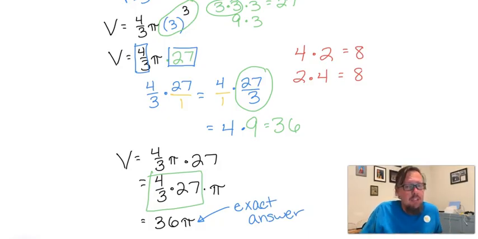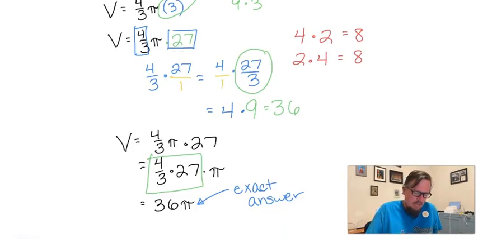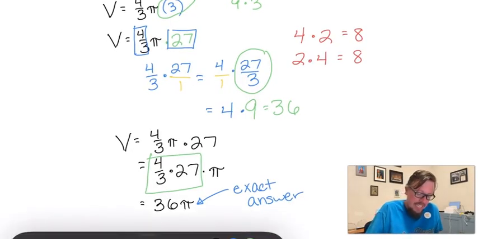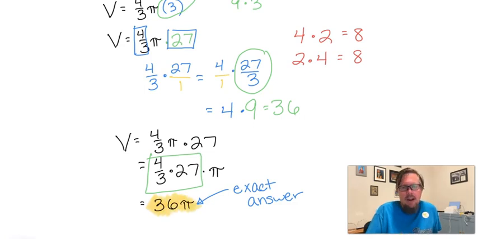If I actually multiply 36 by pi, if I type in 36 times pi into the calculator, I'm going to have to round my answer because pi is a decimal that goes on forever. So if I multiply by pi, my answer will also be a decimal that goes on forever, and I'll have to round it. There's nothing wrong with rounding an answer sometimes, but this is the exact answer. The unrounded answer is 36 pi.